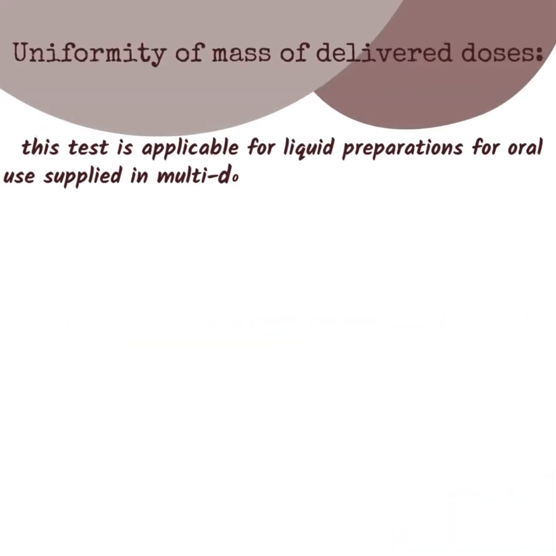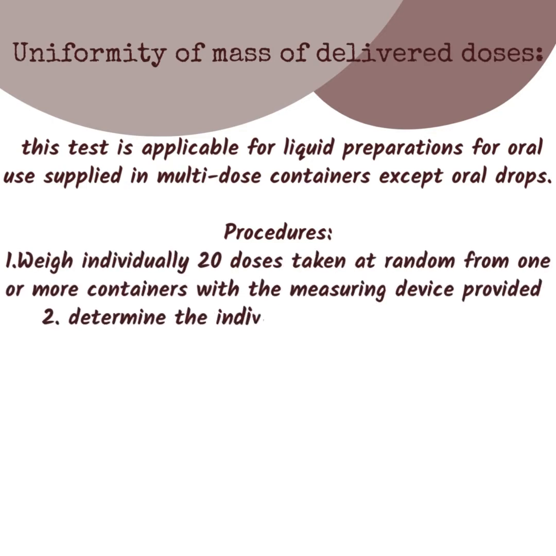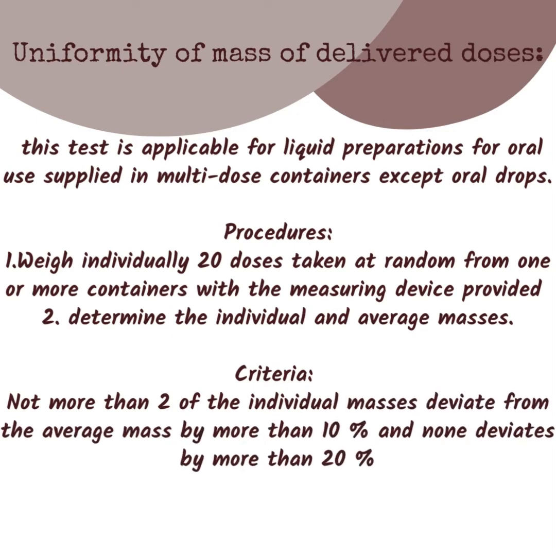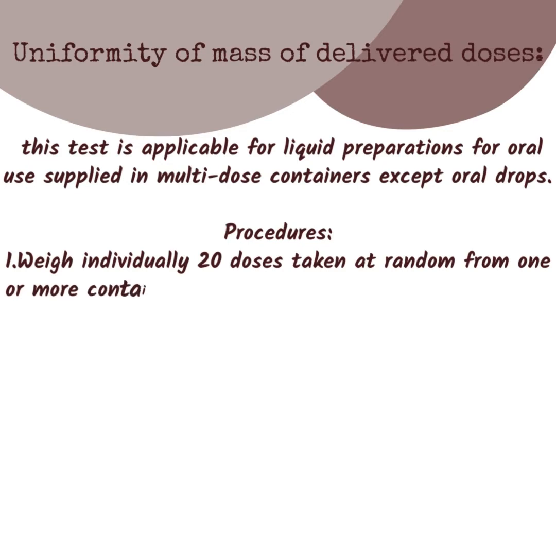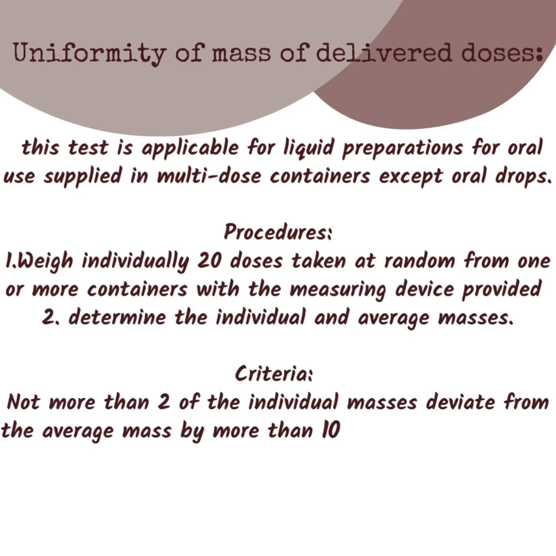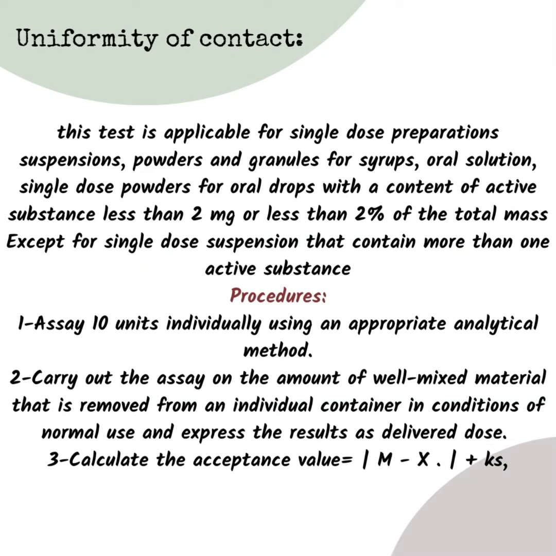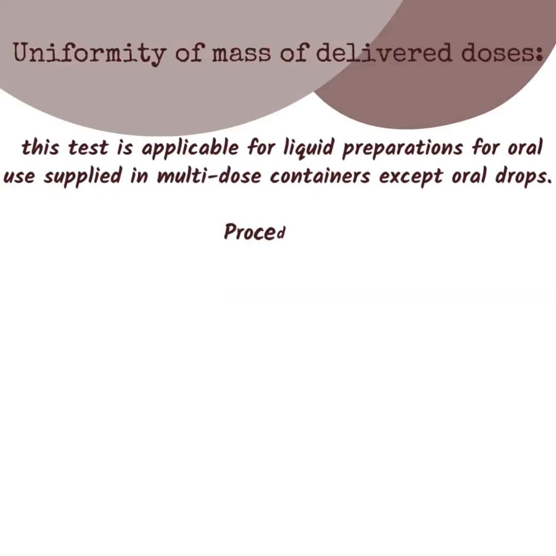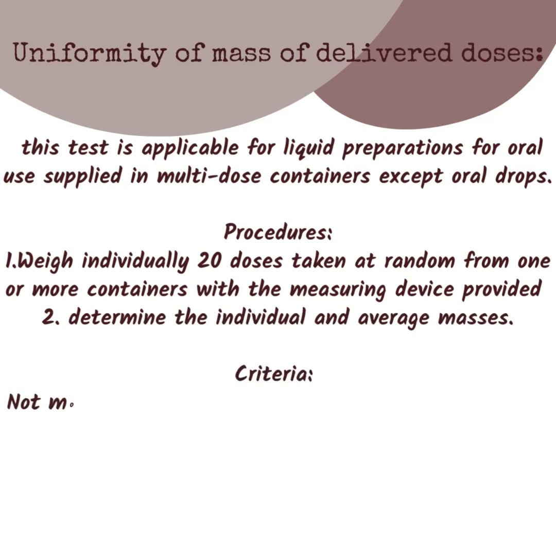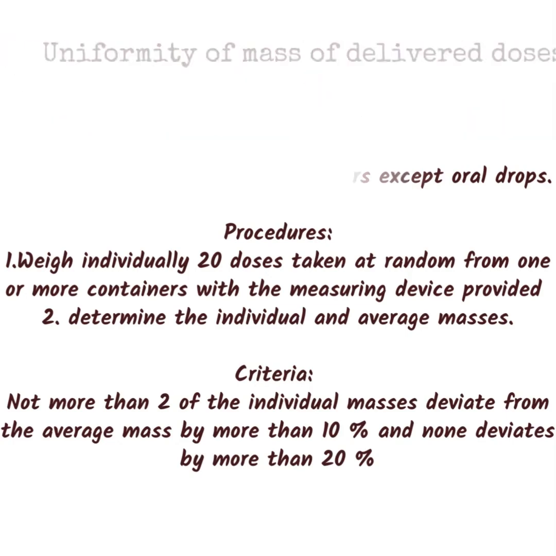Uniformity of mass. This test is applicable for liquid preparation for oral use supplied in a multi-dose container, except oral drop. Procedure: first, weigh individually 20 doses taken at random from one or more containers with a measuring device. Second, determine the individual and the average masses. Criteria: not more than 2 of the individual masses deviate from the average mass by more than 10% and none deviate by more than 20%.